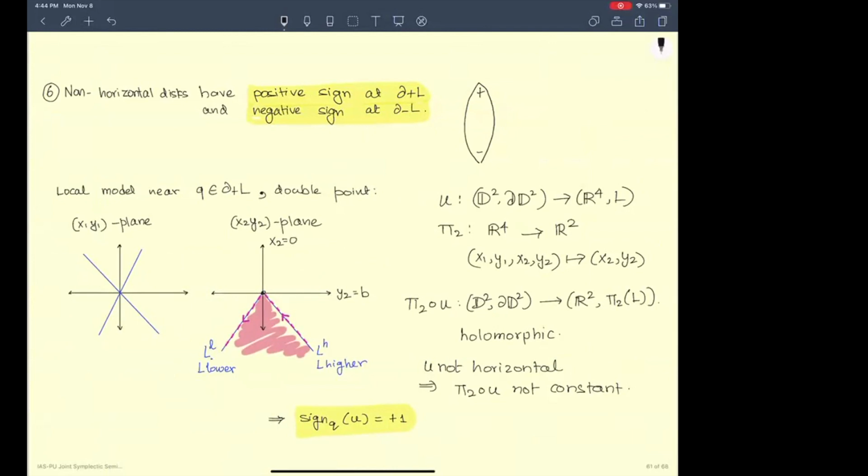And on the negative boundary, it's very similar. Okay, so this gives you a lot of things. Okay, yeah. Questions?